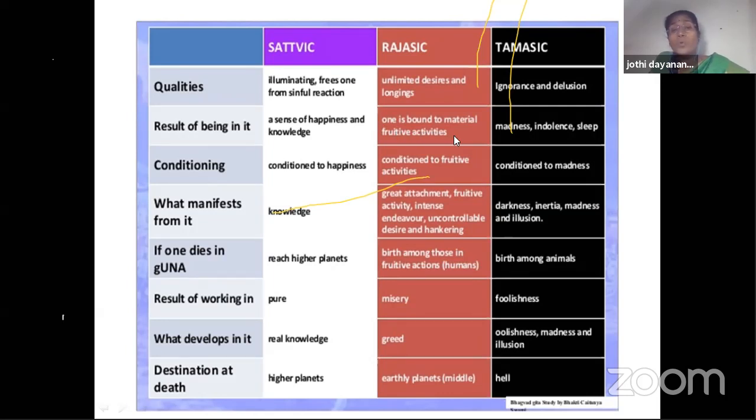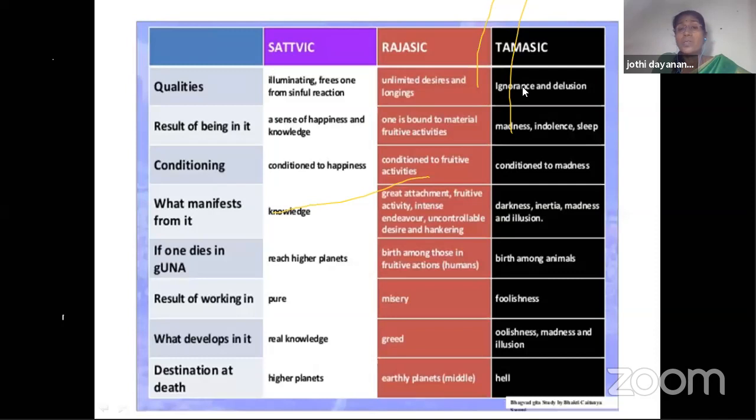And one is bound to material fruitive activities, and as a result they become successful. Conditioned to fruitive activities, they get a greater attachment, they get intense endeavor, uncontrollable desires and hankering. And then the birth you look into for them is birth among those engaged in fruitive activities, as a human being, and misery, greed.